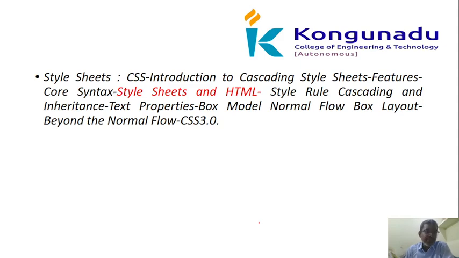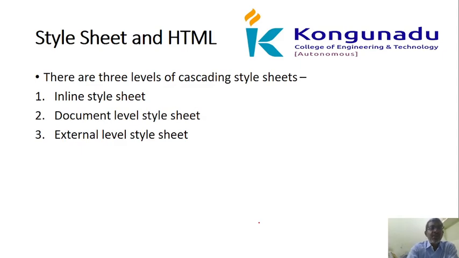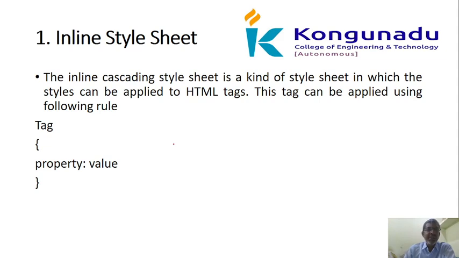Okay. So next we can see the different types of style sheets in HTML. There are three levels of CSS. So first one is the inline style sheet. Second one is the document level. Third one is the external level. It's a very simple one. So first we can see about the inline style sheet.